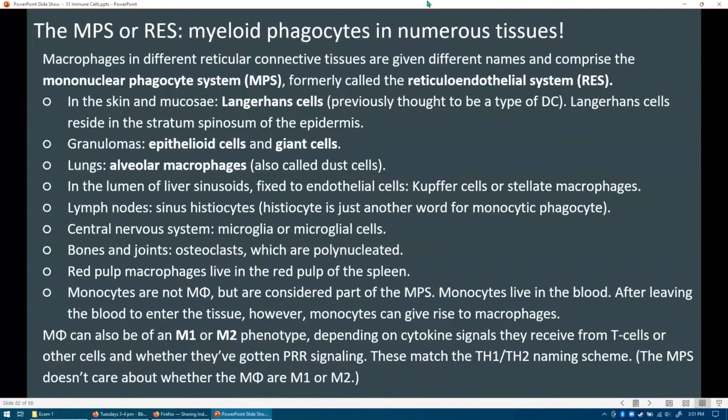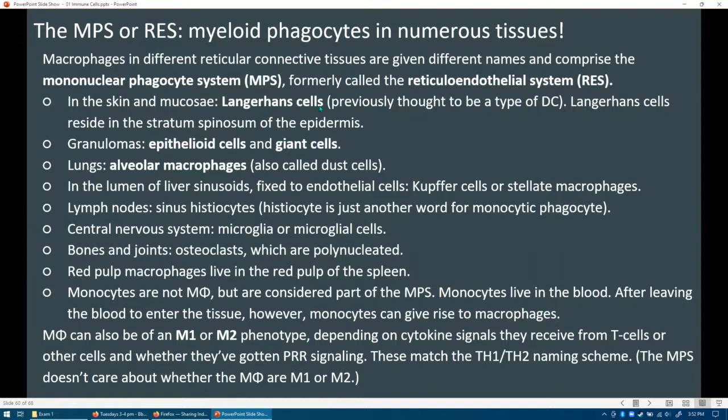And then there is this topic called the mononucleated phagocyte system, or the reticuloendothelial system. So basically, it's just a bunch of macrophages that are located in different tissues. They're all given different names. This slide is not for your memorization's sake. This slide is for your clarification's sake. Macrophages that are located in different tissues are given different names, and they comprise the mononuclear phagocyte system, or MPS, which used to be called the reticuloendothelial system, or RES.